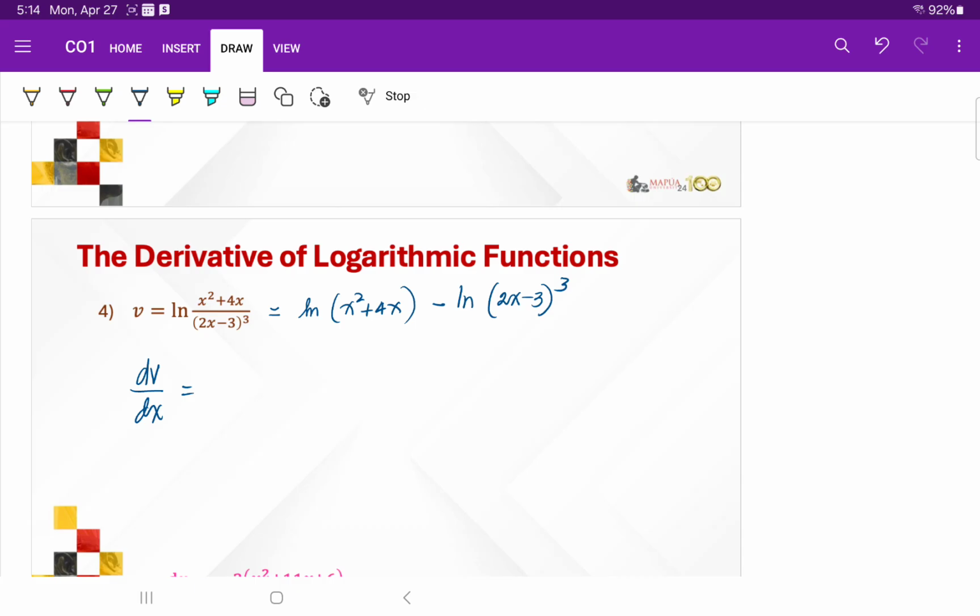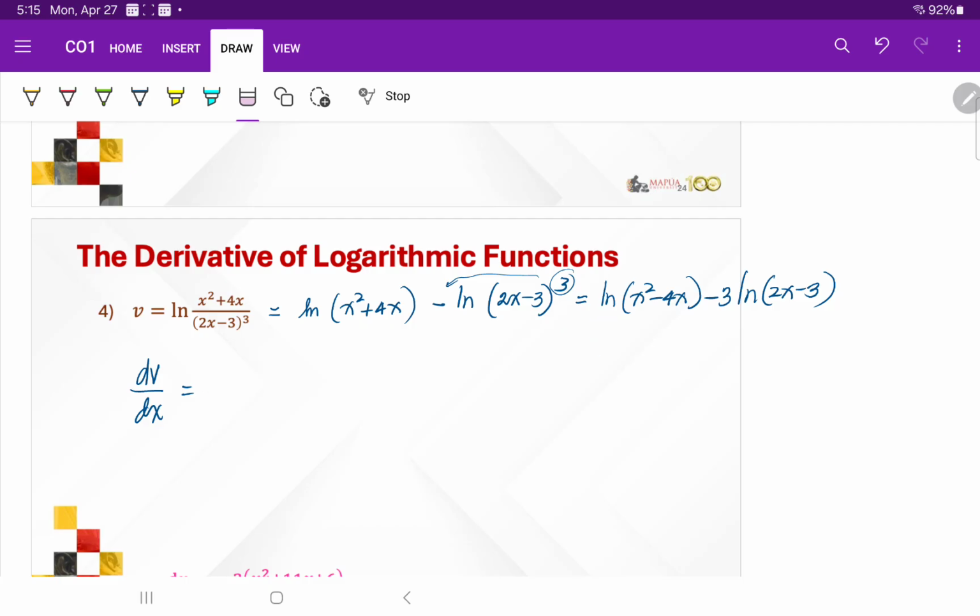Okay, and then we can still simplify further. Kasi ito, we can bring this down here. So we'll have here ln of x squared minus 4x minus 3 ln of 2x minus 3. Look, this is now your new function, your v. So we were able to simplify this into what? Okay, let's just write it down.